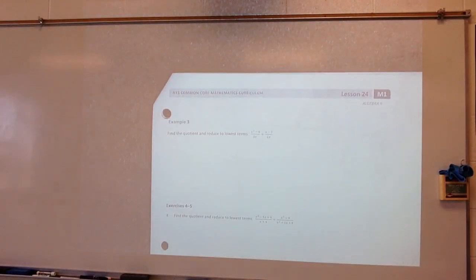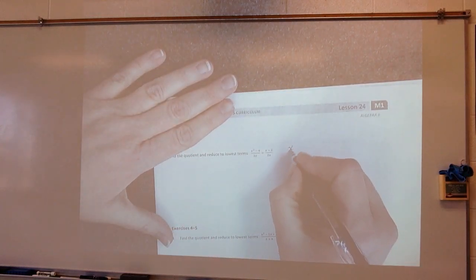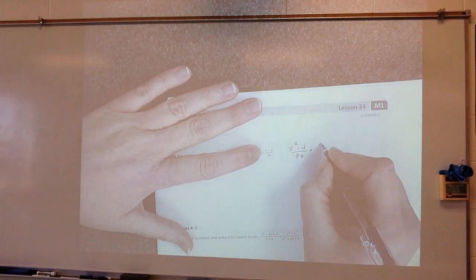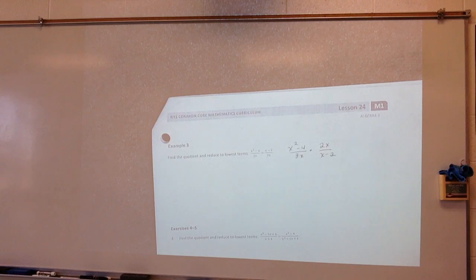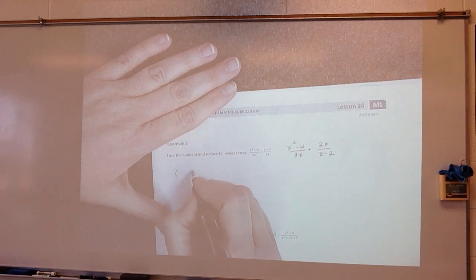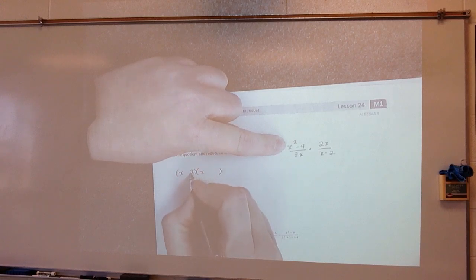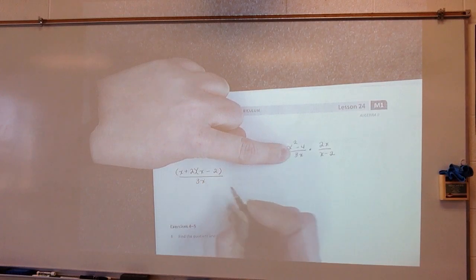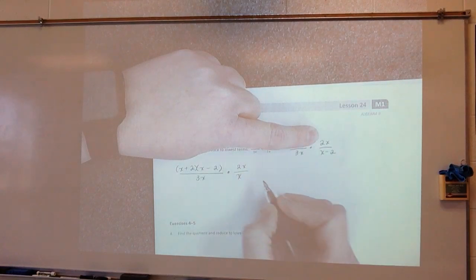Find the quotient and reduce to the lowest terms. All right, so let's look at this. I'm going to rewrite this as x squared minus 4 over 3x times 2x over x minus 2. Then I have the difference of two perfect squares. So one's going to be positive, one's going to be negative. Over 3x times, nothing I can do there, and nothing I can do here.